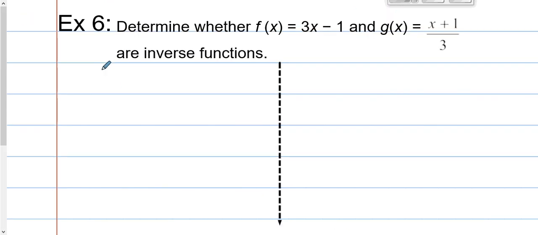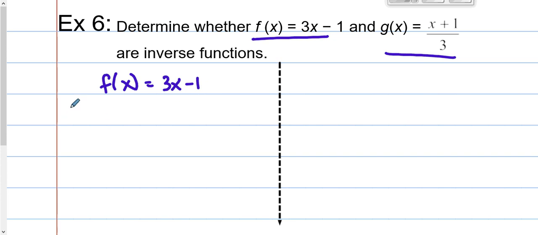So now we have example 6, last one here. Example 6, determine whether this and this are inverse functions. So to do that, we are going to do a composition of functions. What that means is we're just going to plug one into the other. So if I'm starting with f of x here, it equals 3x minus 1. Then I'm going to take and plug g of x into f of x.